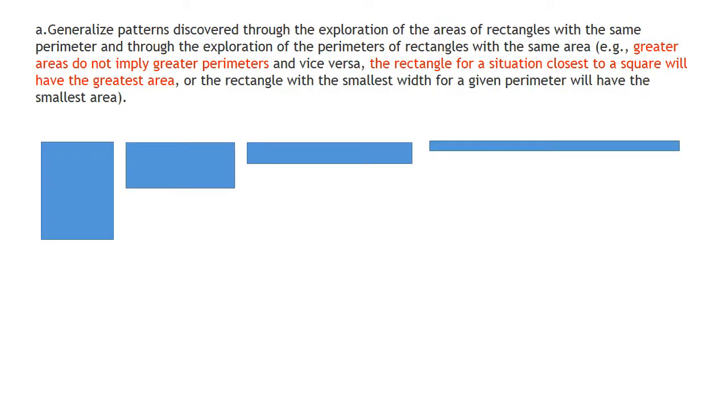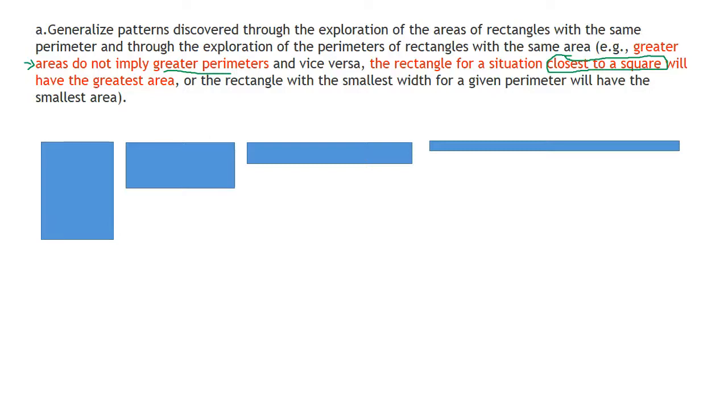All right, and this is just the same thing over again. Patterns. Remember we talked about the pattern that just because it has a bigger area doesn't mean that it has a bigger perimeter. And the general rule here is that the rectangle that is closest to a square is going to have the greatest area, or the rectangle with the smallest width for a given perimeter will have the smallest area.